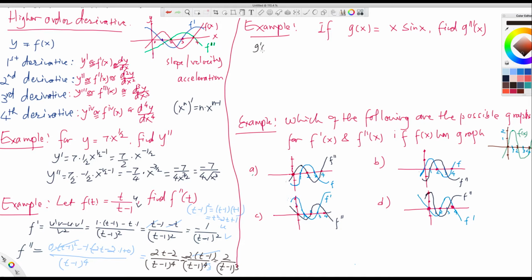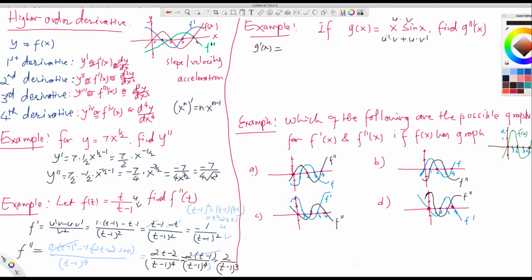So g prime of x is equal to, it is like u times v, right? Do you remember the formula for the product rule? So it is like u prime times v plus u times v prime, right? So that's what we want to do here.